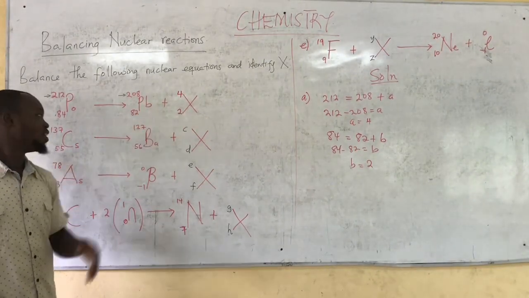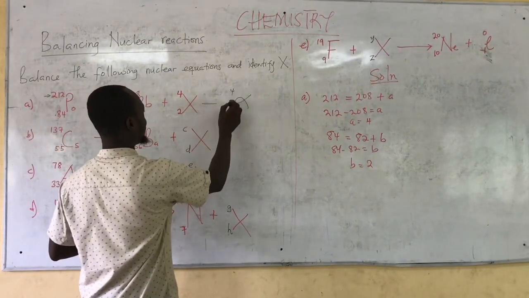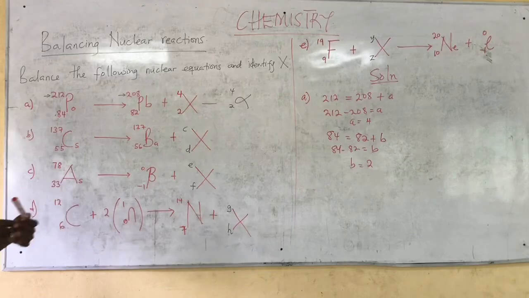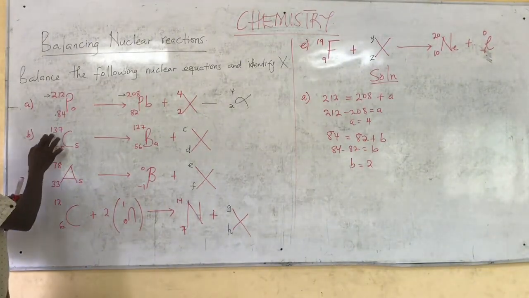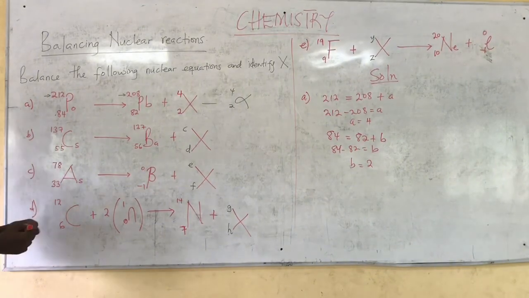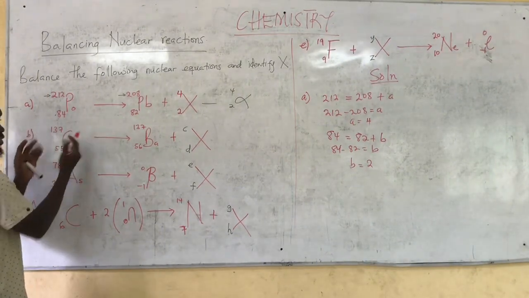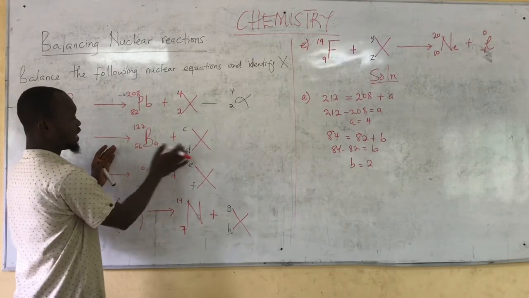Is that okay? Alright. So we can say that X here is an alpha particle which is emitted after the disintegration. Now let's move to the second one. So we have 137 for the mass number and 55 for the proton number. In total, we have only one reactant here. In the product, we have two species. We have Ba and then X.